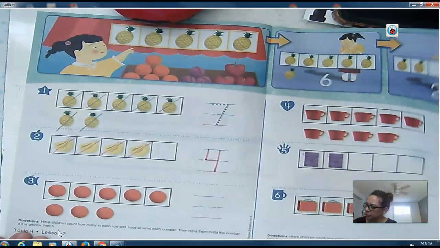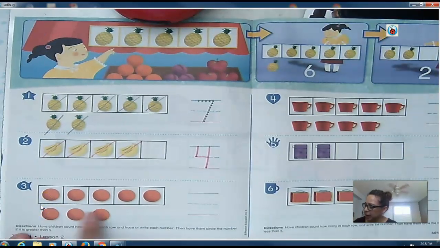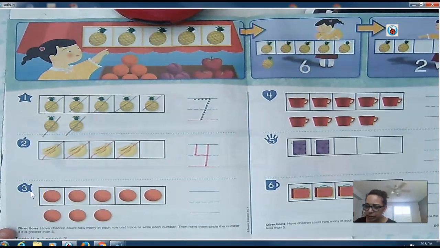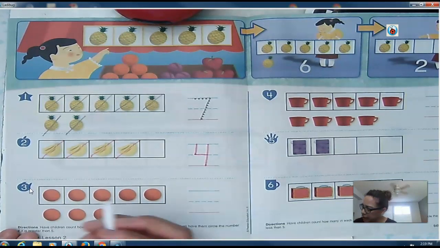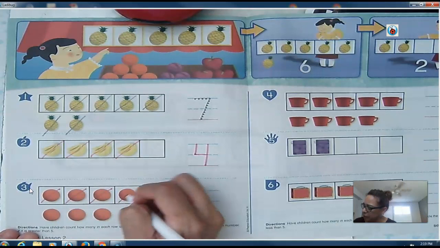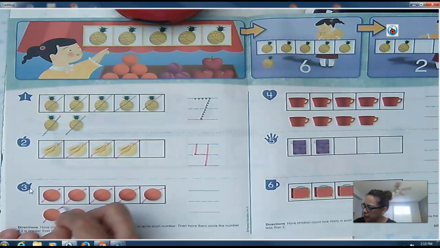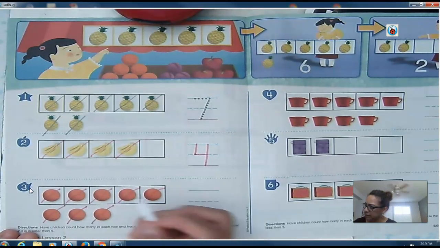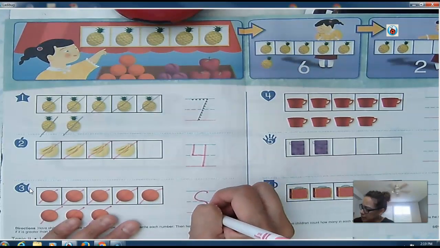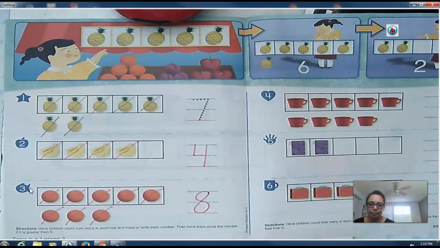Alright, ready to do the next one? Look at it. I want you to think, is this going to be greater than 5 or is it going to be less than 5 before you actually count? Alright, go ahead and let's start counting. 1, 2, 3, 4, 5, 6, 7, 8. Let's write an 8 and close the gate.